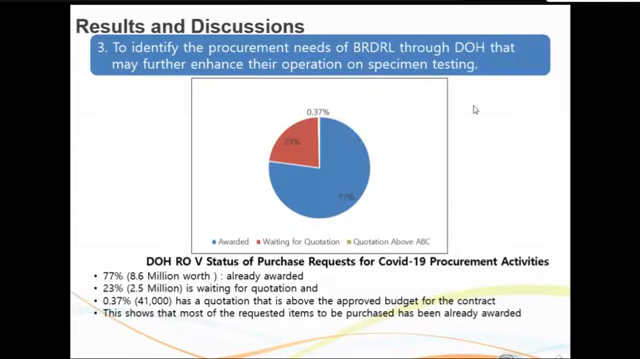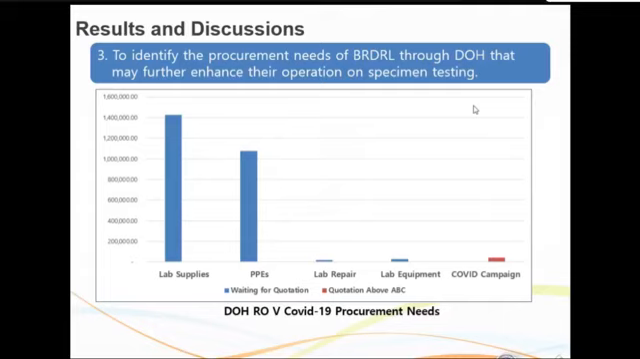Now, to identify the needs of BRDRL, we took a look again at the provided procurement data of the DOH RO5, and from this, we found out that 77% is already awarded, 23% is waiting for quotation, and 0.37% has a quotation that is above the approved budget for the contract. This shows that most of the requested items to be purchased have already been awarded. So ano na lang po yung kulang?